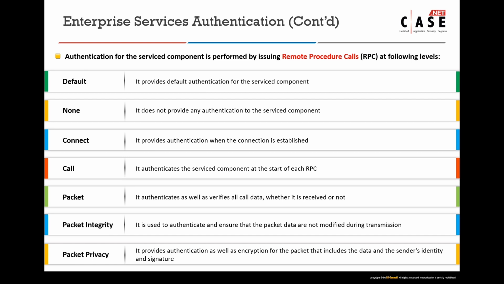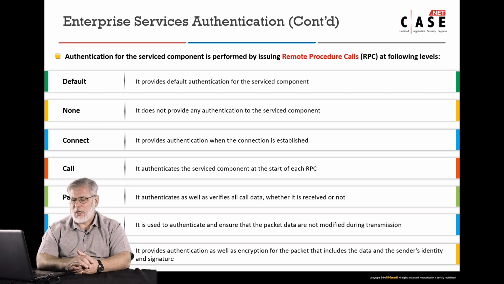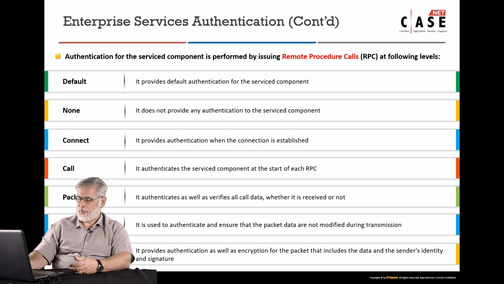Packet integrity, we make sure that the packet data is not modified during transmission. And packet privacy, we make sure it's not compromised, that it's encrypted. So integrity will use hashes or message authentication codes. Privacy will use encryption.